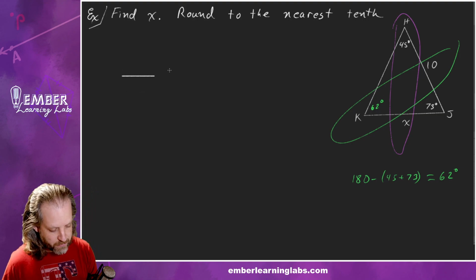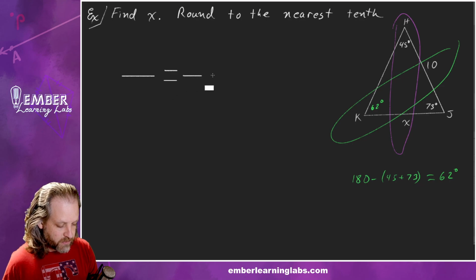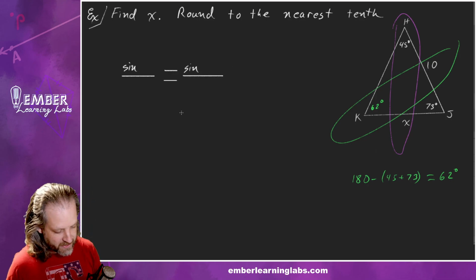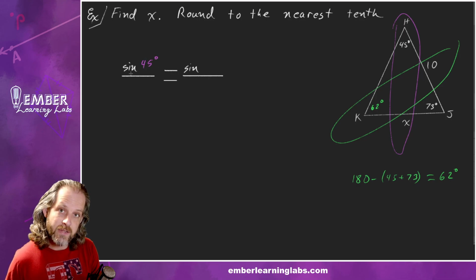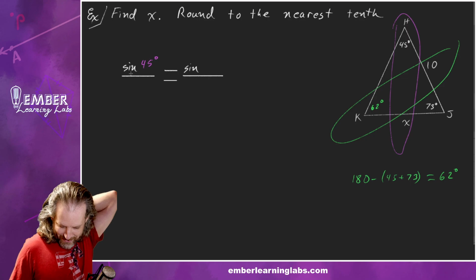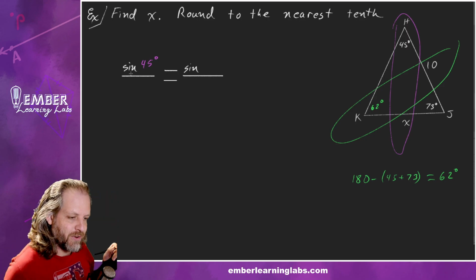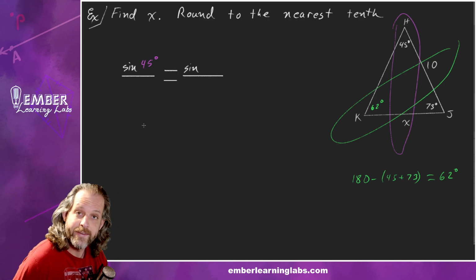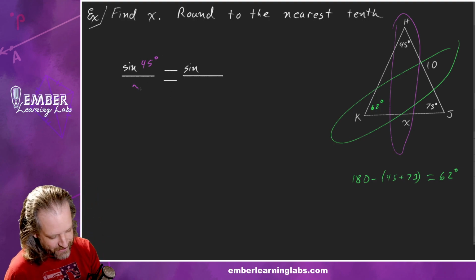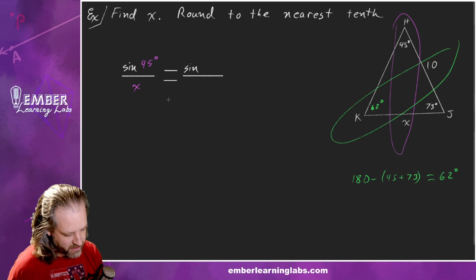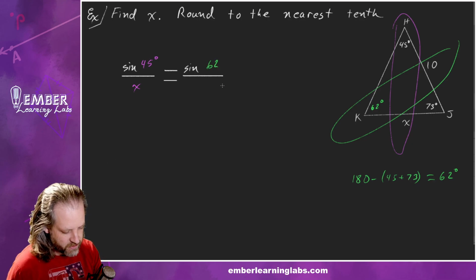So we're going to set up a proportion. Something is going to be equal to something else, and we're going to have sines on the top. And we're going to do the ones that match. So the sine of 45 degrees. Ooh, that's a special one. You almost certainly don't have those memorized yet. I can tell you right now it's going to be a half, but we'll continue on to x equals the sine of 62 degrees to 10.